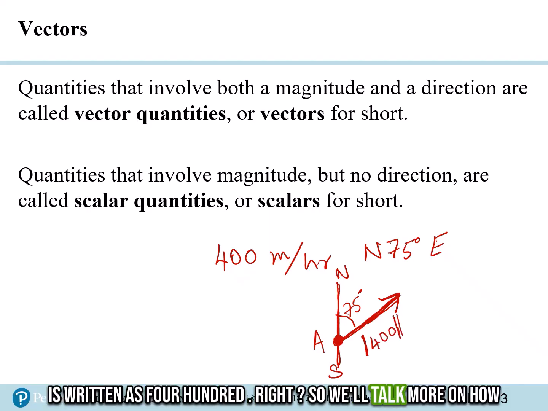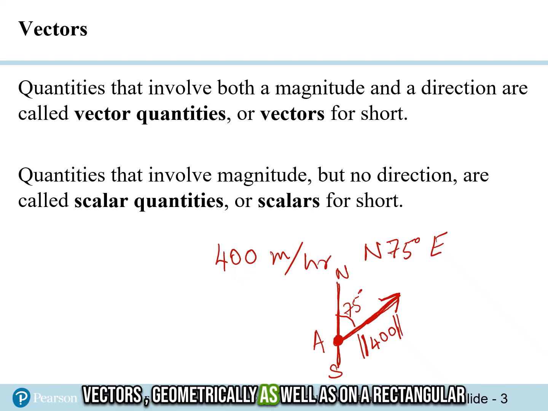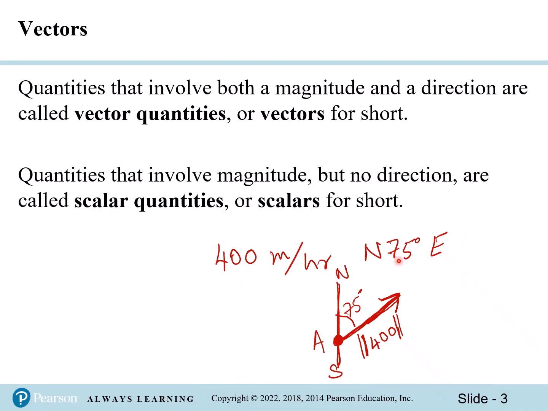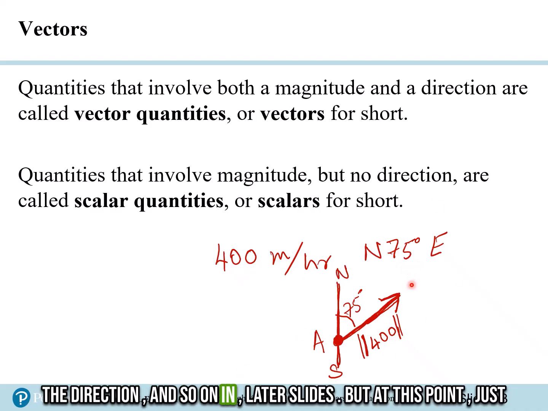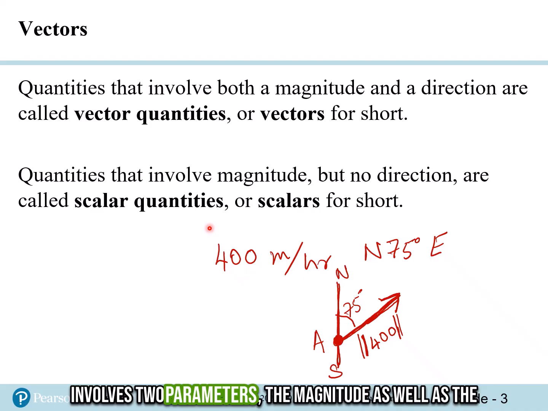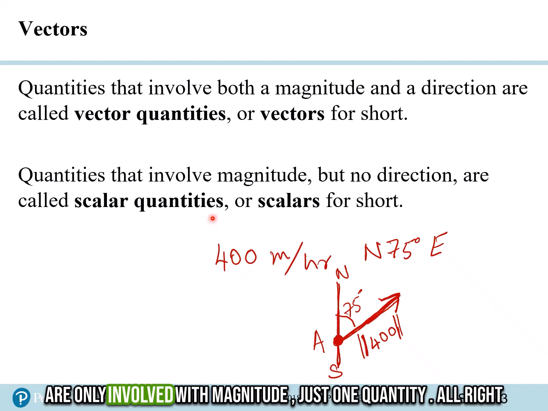Right? So we'll talk more on how to represent vectors geometrically as well as on a rectangular coordinate system, how to represent the magnitude, how to represent the direction, and so on in later slides. But at this point, just know that a vector quantity involves two parameters, the magnitude as well as the direction, whereas the scalar quantities are only involved with magnitude, just one quantity.